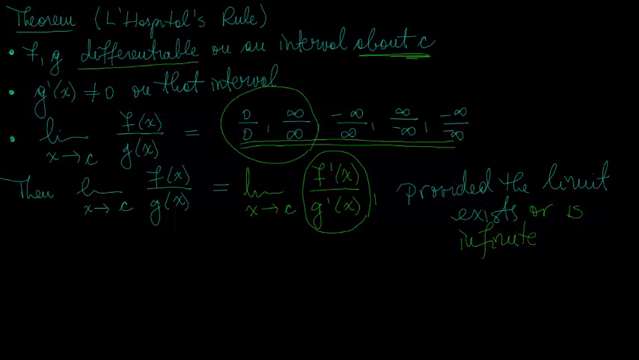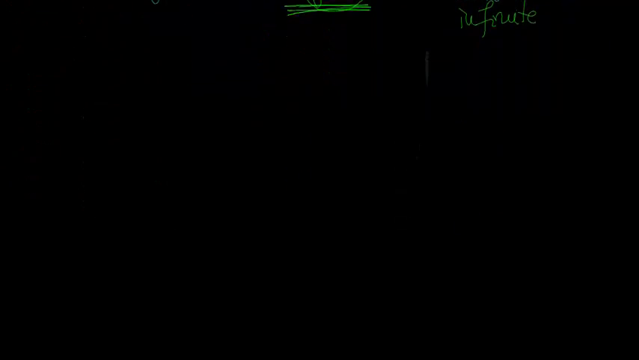Now, again, two very important observations here. L'Hopital's rule must only be applied in the case 0 over 0 and infinity over infinity. You really must check that you have one of these two indeterminate forms before you can apply L'Hopital, or you get the wrong answer. And secondly, remember that it's not the quotient rule that you apply to the fraction f over g. In this case, you simply take the derivative of f and the derivative of g before computing the limit. So now let's look at some examples.